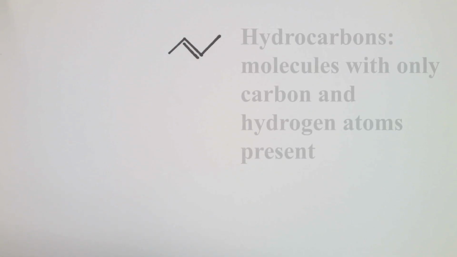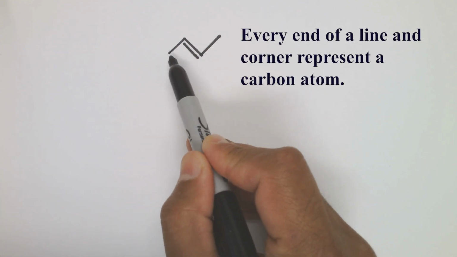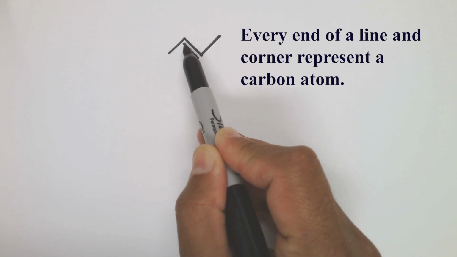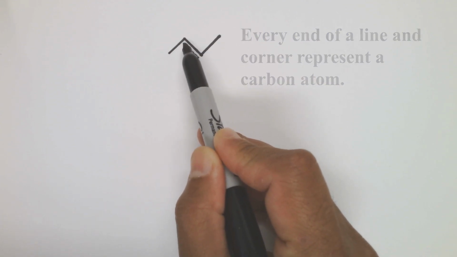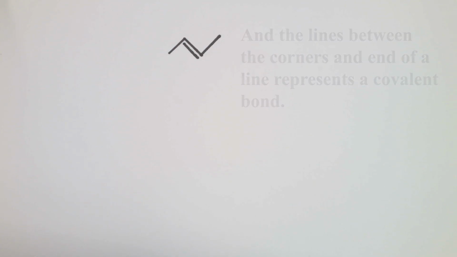This is a hydrocarbon. Hydrocarbons are molecules with only carbon and hydrogen atoms present. You'll notice zigzag lines. Every end of a line and corner represent a carbon atom. And the lines between the corners and end of a line represent a covalent bond. Let's convert this into a Lewis structure.